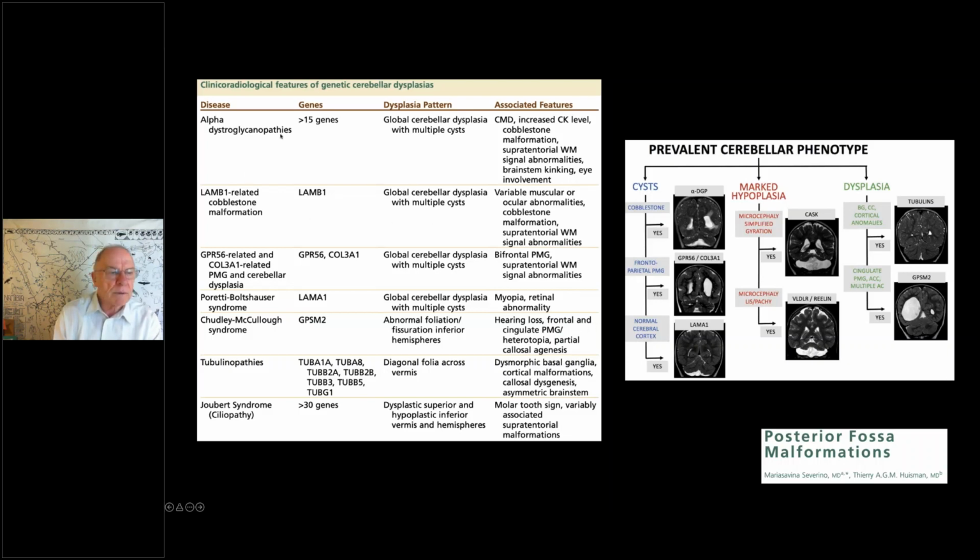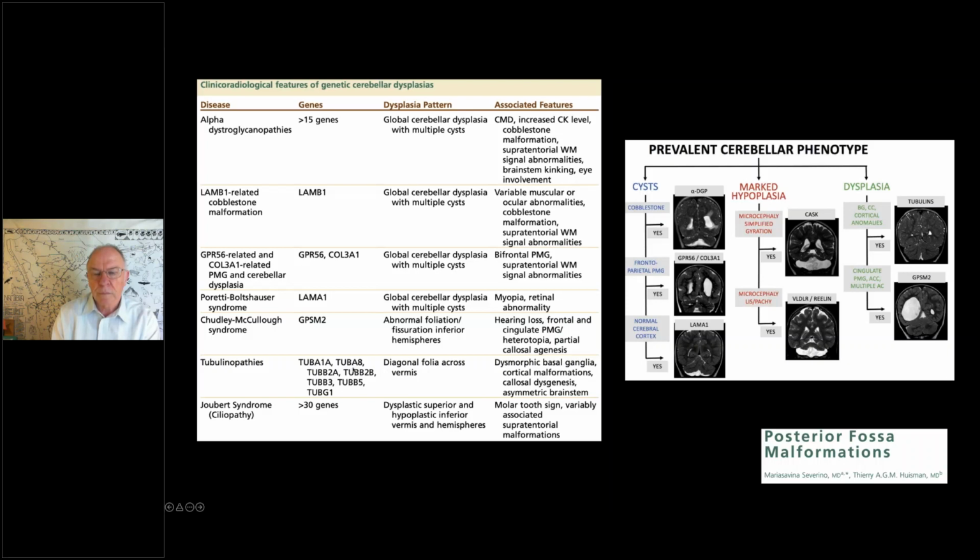So the conditions of cerebellar dysplasia with cysts, one can think of alpha-dystroglycanopathies or CMDs. Poretti-Boltshauser syndrome, GPR56, or COL3A1 mutations have other additional features such as cortical malformations. Poretti-Boltshauser syndrome has myopia. Microcephaly is a less likely feature. Chudley-McCullough syndrome should have hearing loss and also areas of heterotopia, which are not seen in our case, and they also have partial corpus callosum agenesis.